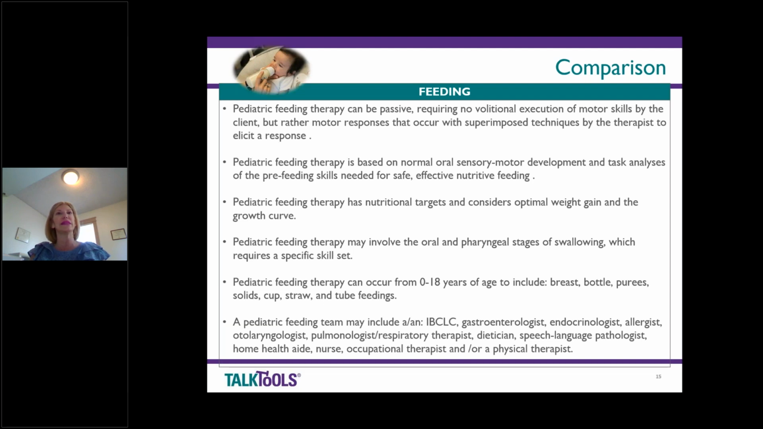It can consist of an IBCLC, a gastroenterologist, an endocrinologist, an allergist, otolaryngologist, also known as an ENT, pulmonologist or respiratory therapist, dietitian, SLP, home health aides, nurses, occupational therapists, and or physical therapists. And there may even be more people on that feeding team. It could be an oral surgeon or a dentist or a periodontist if we're talking about tethered oral tissue that's impacting feeding.